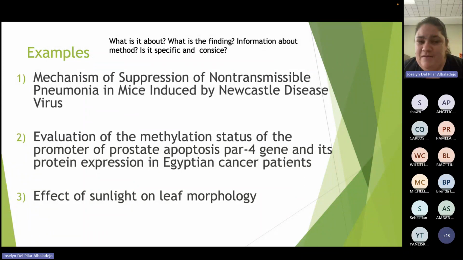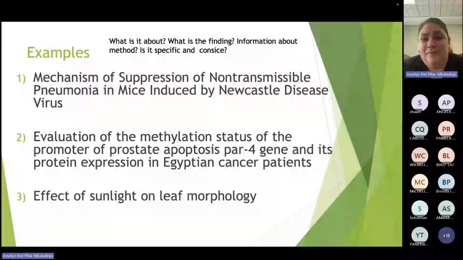So that very first one, mechanism of suppression of non-transmissible pneumonia in mice induced Newcastle disease virus. Can you tell me about what the research is about? What is the finding for this type of work?